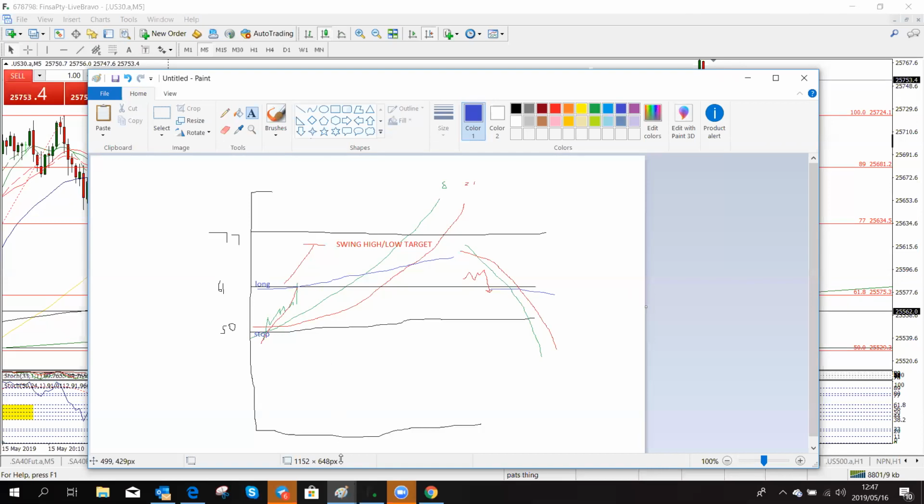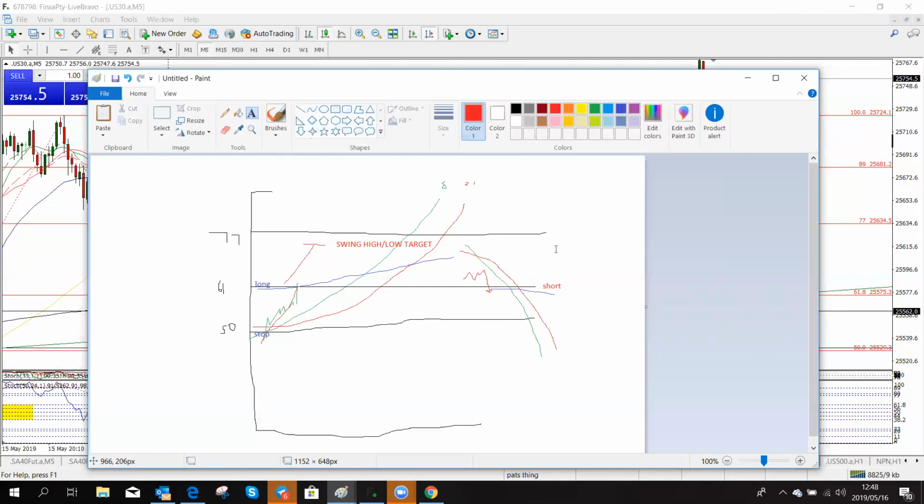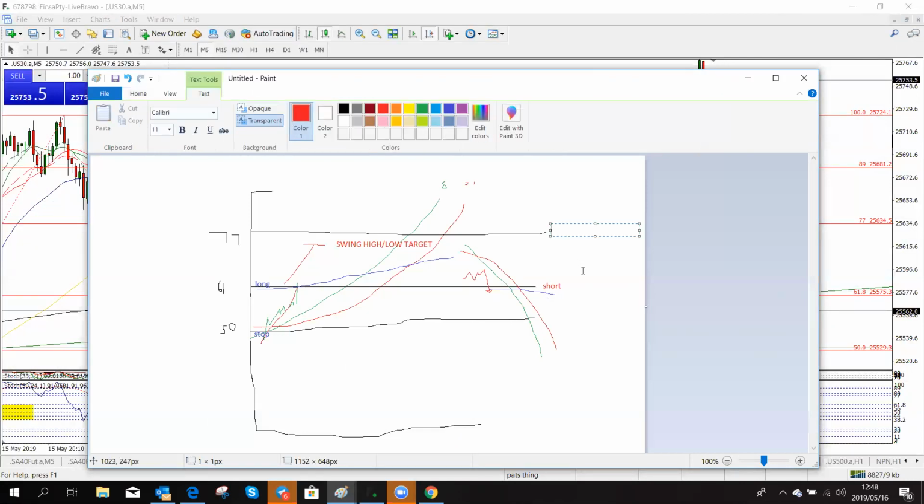For example, of a short, we went short here below the 61. Stop would be exactly on the 77. That would be the stop. And again, exactly the same principle. Put it exactly on the line. So we've got absolute fixed rules, which is quite cool.